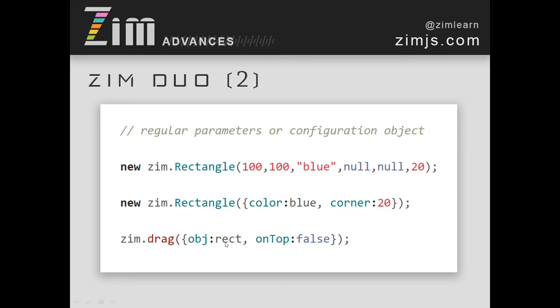Here's an example in ZIM drag where we're getting to the onTop parameter, which might be the 10th or 15th parameter. As a matter of fact, drag has something like 30 parameters. So do things like buttons and sliders, etc., have many parameters. So this allowed us to operate. Otherwise, we really couldn't have done it.